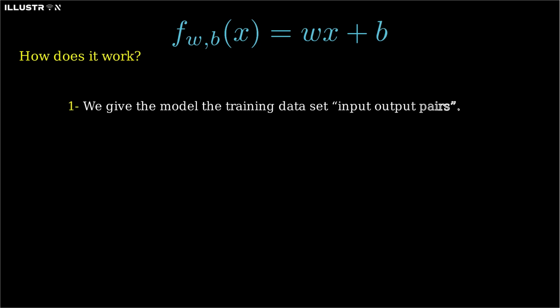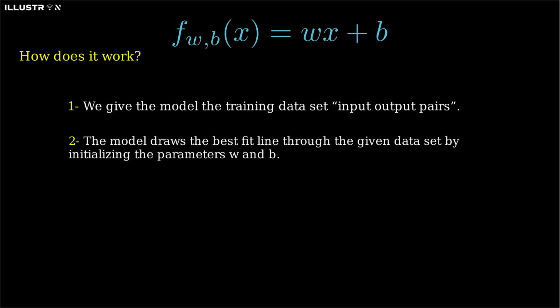First, we provide the model with training data, which consists of pairs of input values, study hours, and their corresponding actual output values, final grades. The model then attempts to draw a best fit line through this data by initializing the weight, w, and bias, b, with some starting values.